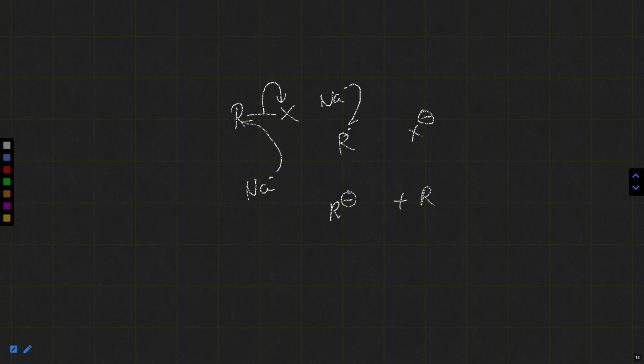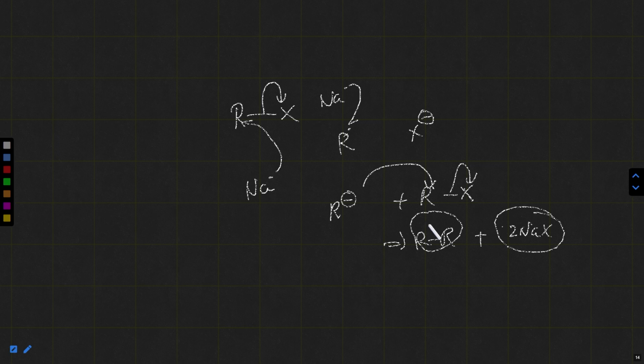Okay, now we have this kind of reaction. This R minus attacks here, and this X leaves, and we get our R-R. And two X's are leaving here, so 2NaX. So in this fashion, the reaction occurs. Is this clear to all of you?